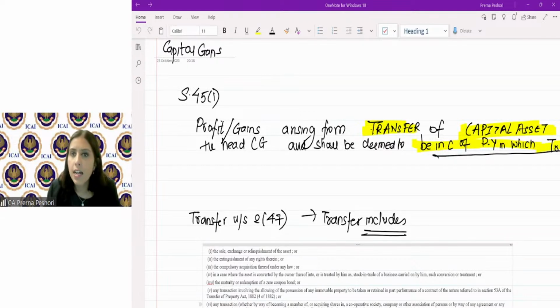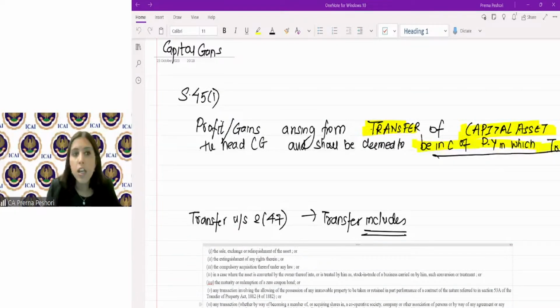What we did in the last class. So we finished off the computation aspect. In the last class, we were discussing the computation portion and we finished off that particular area. What we discussed in that last class was section 50C, 50CA. All of these sections we discussed, right?